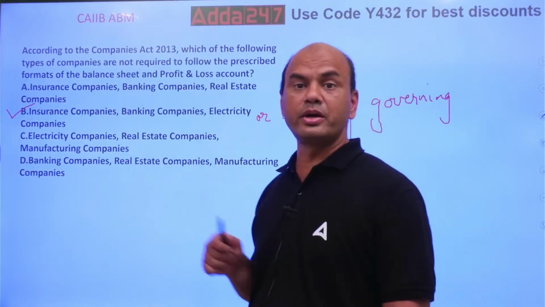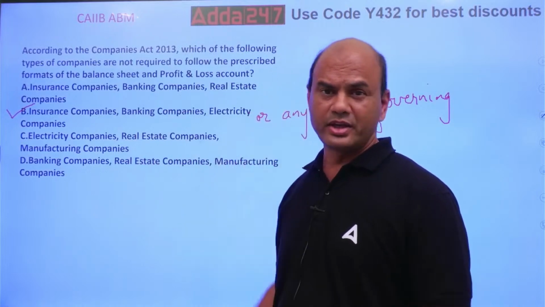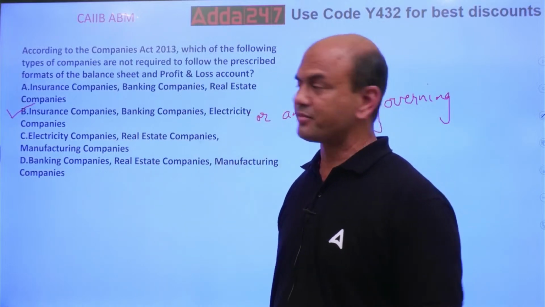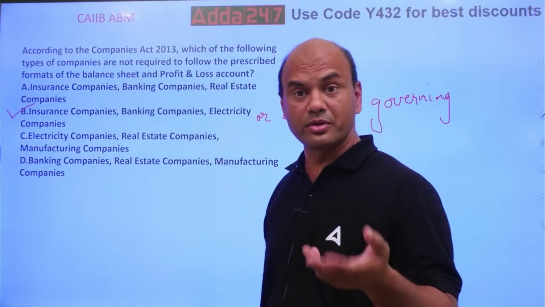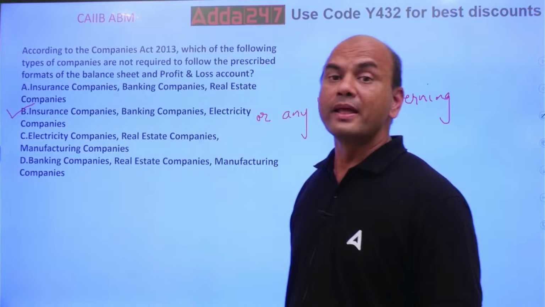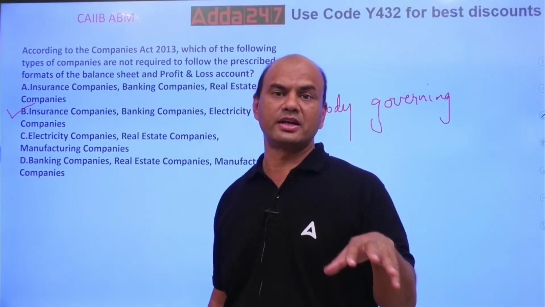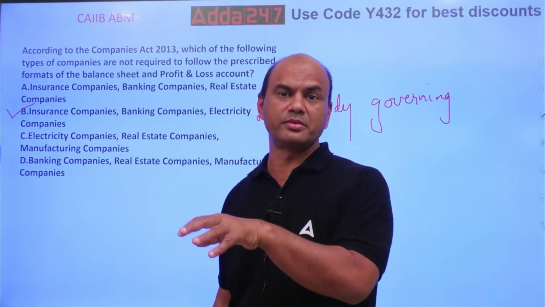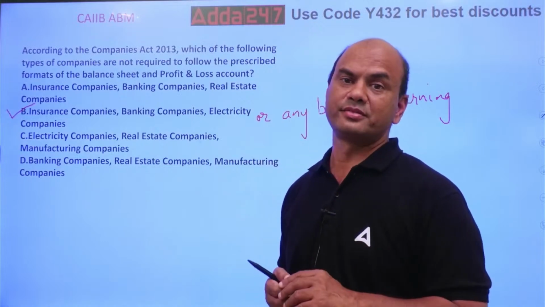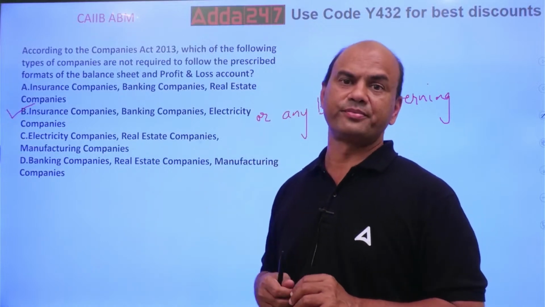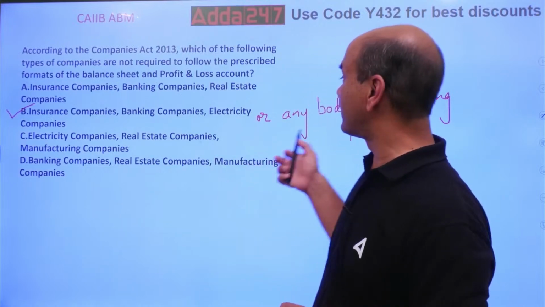Understand one peculiar point about all these. Insurance companies are governed by whom? Insurance is governed by IRDA, banking by RBI, electricity by the Electricity Board. Now note that these governing bodies have given a typical format of balance sheet and P&L to these companies. So they have to follow that format. So that's why I have written this.